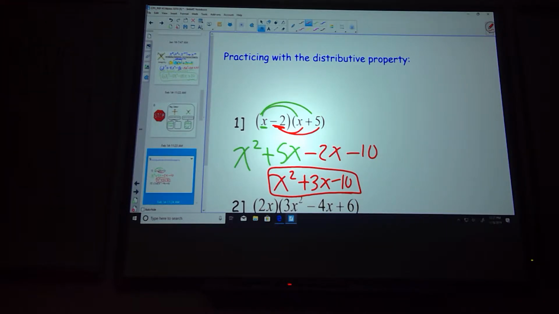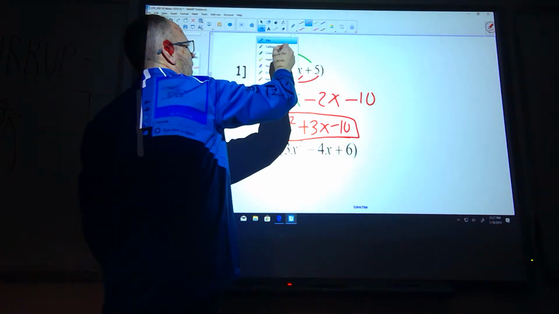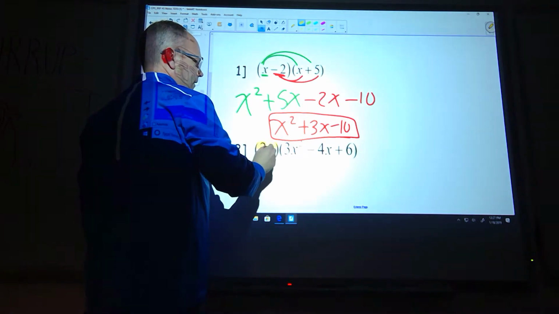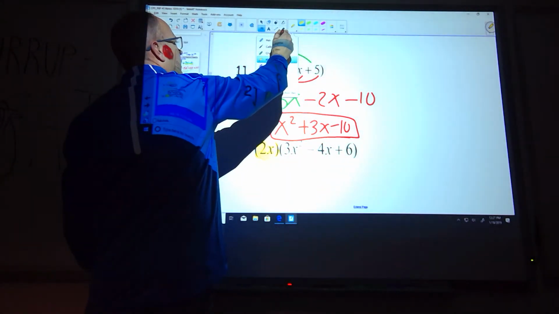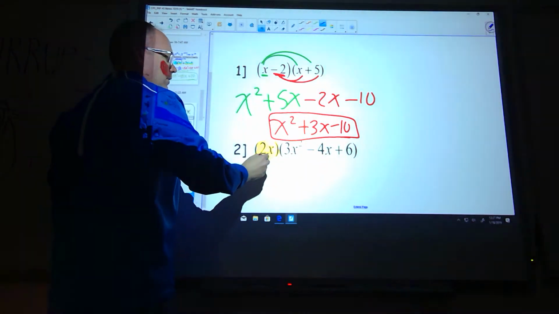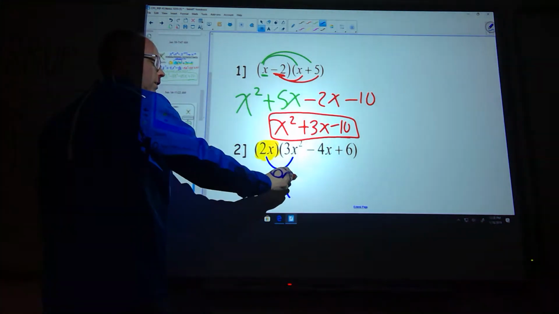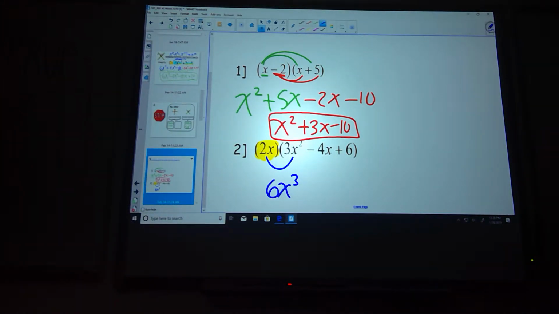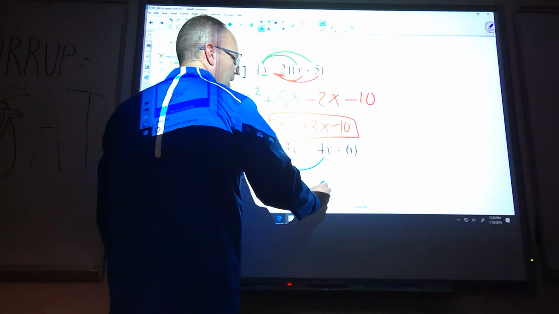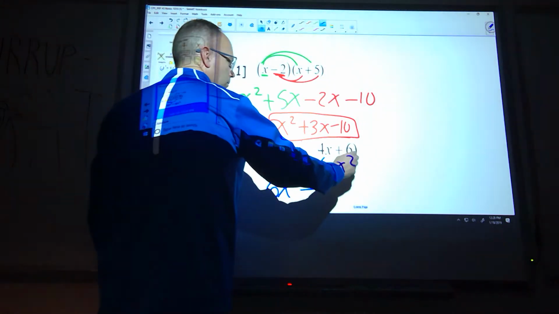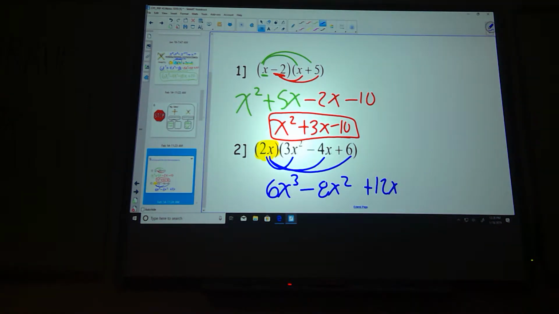Yeah. So for problem number 2, I just have a singleton term that I'm multiplying. I'm going to just multiply everything by 2x. Is that okay? Alright, so I'm going to go 2x times 3x to the second. That's got to be 6x to the third. Are you okay with that? And then I have 2x times negative 4x is negative 8x squared. And then plus 12x. No more like terms there. It's already taken care of. Is that okay?